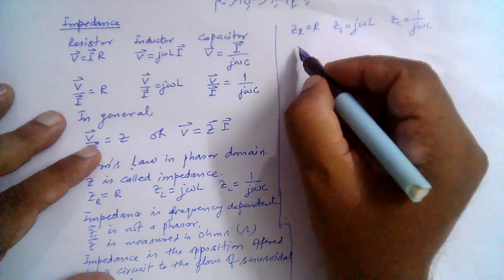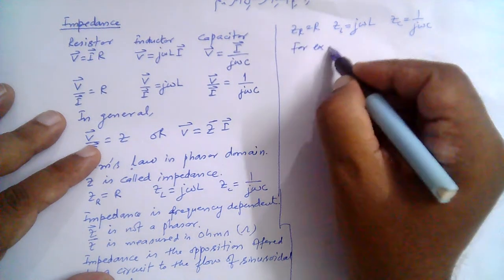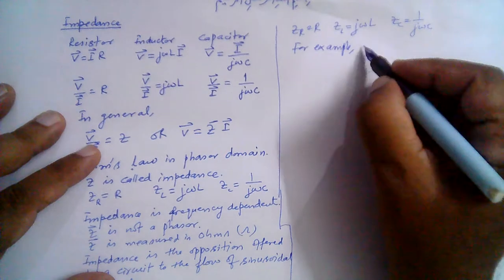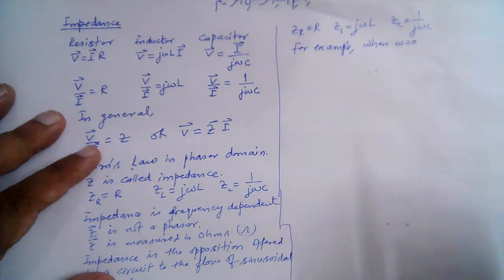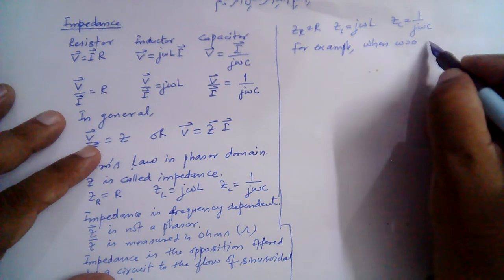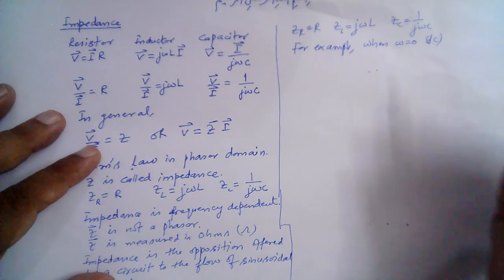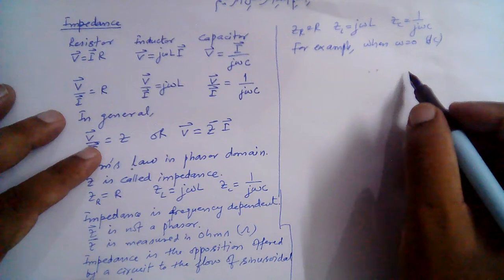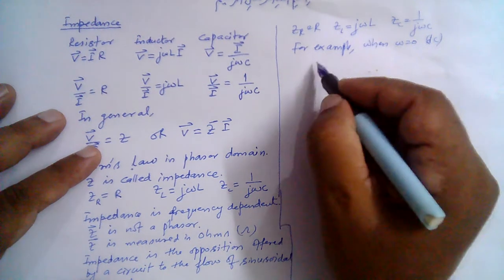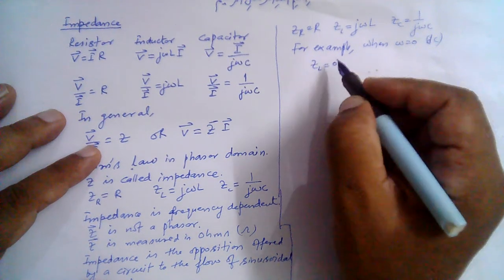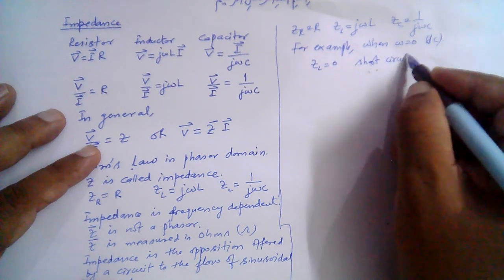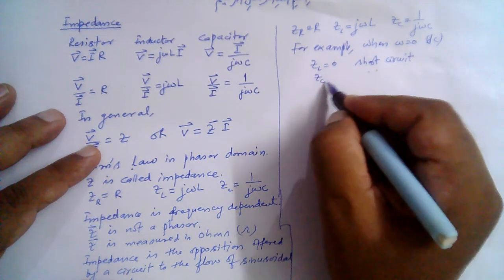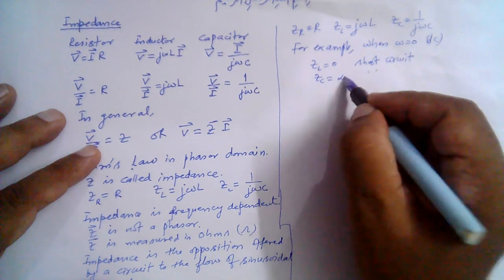For example, omega is 0 when we are considering DC sources, when we have DC current. So when omega is equal to 0, you see ZL is equal to 0. That means it's a short circuit. And ZC is equal to infinity. That is an open circuit.